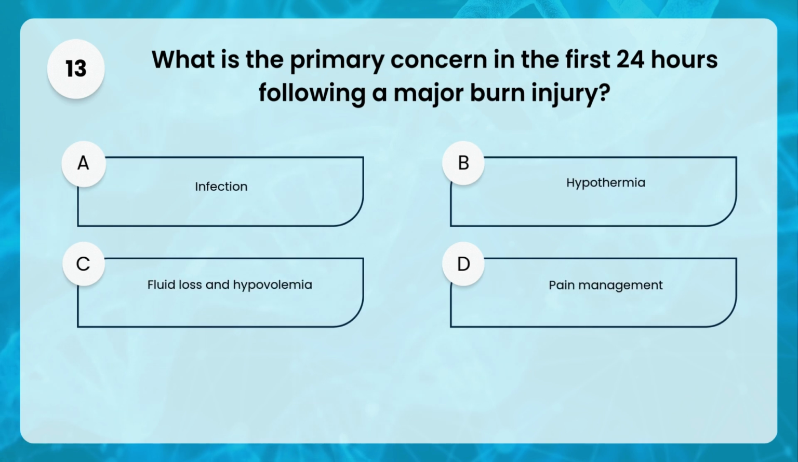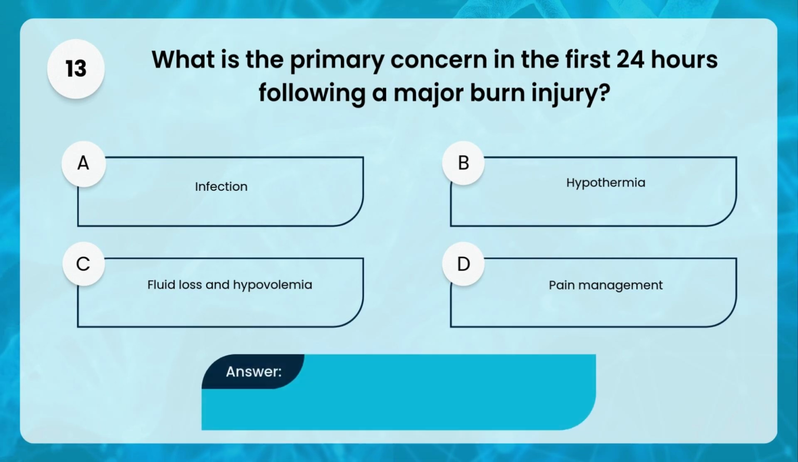Number 13. What is the primary concern in the first 24 hours following a major burn injury? A. Infection. B. Hypothermia. C. Fluid loss and hypovolemia. Or D. Pain management. The answer is C. Fluid loss and hypovolemia.